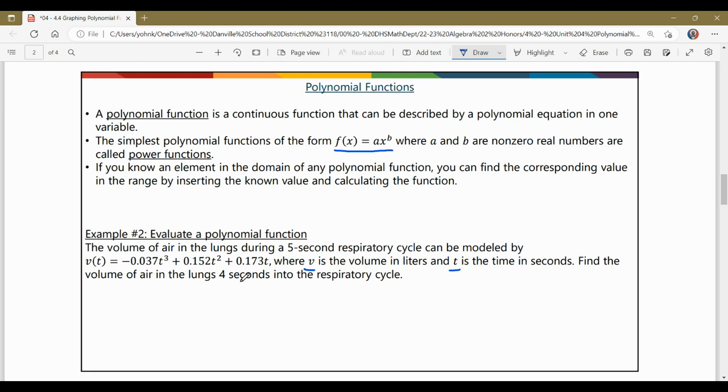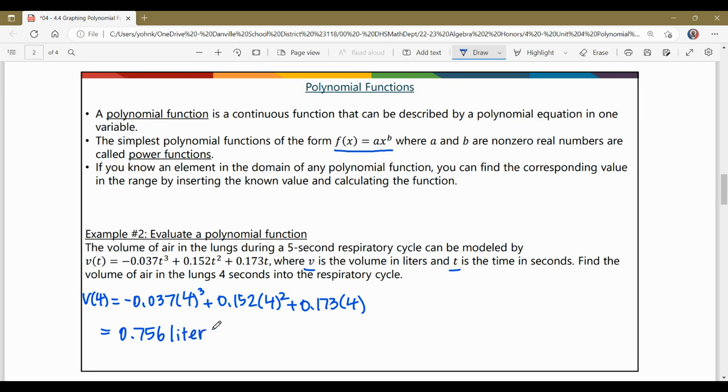Well, 4 seconds is time. Time is t. So I'm going to put 4 in for t. So I'm going to find V(4) = -0.037 times 4^3 + 0.152 times 4^2 + 0.173 times 4. When I do this, I get 0.756 liters. So I can find how much air is in our lungs by knowing how many seconds the air has been held.